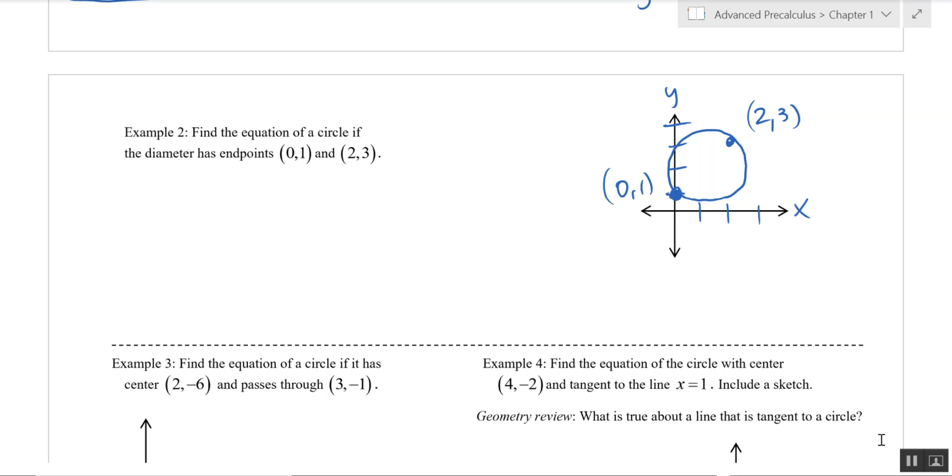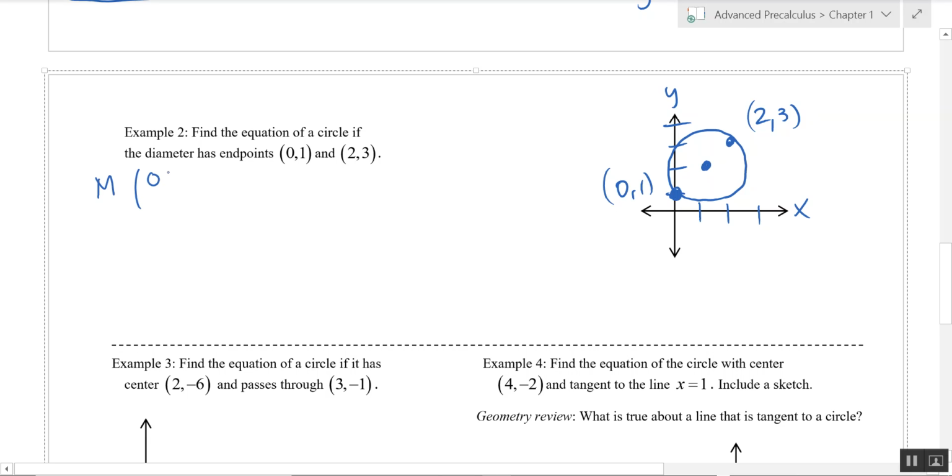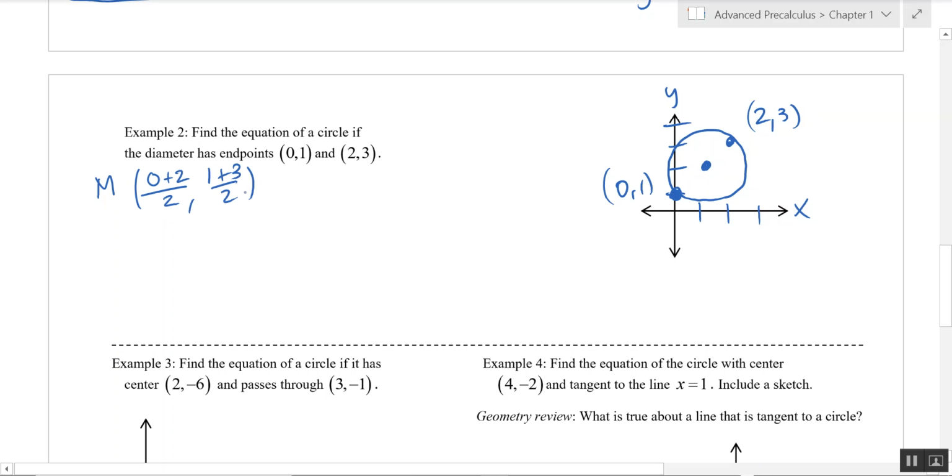To be able to write the equation of the circle, we need two things. We need to know the center, which is halfway between those two points, and we also need to know the radius. So let's see if we can find this center first. That's simply the midpoint of those two points that were given. So let's add up the x coordinates and divide by 2, taking the average. And same thing with the y coordinates, divide by 2.